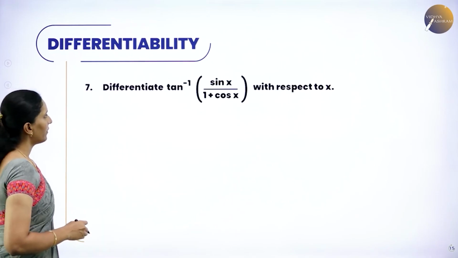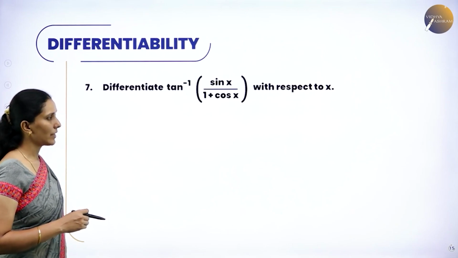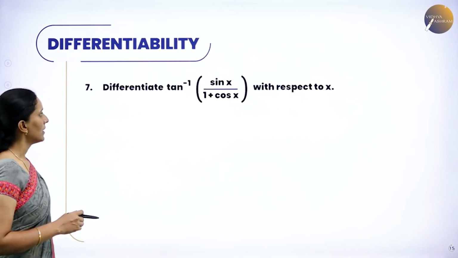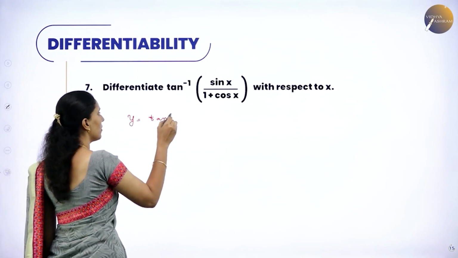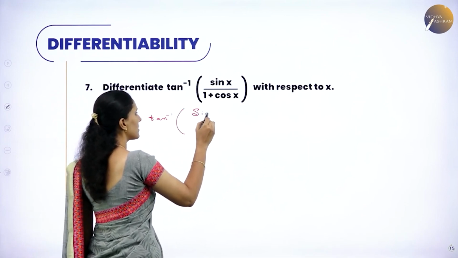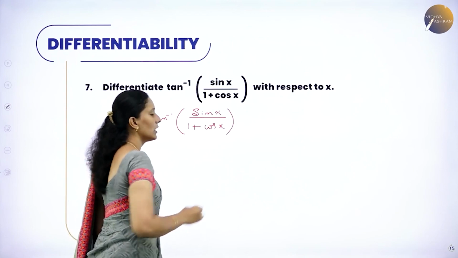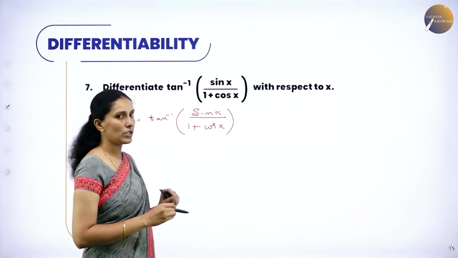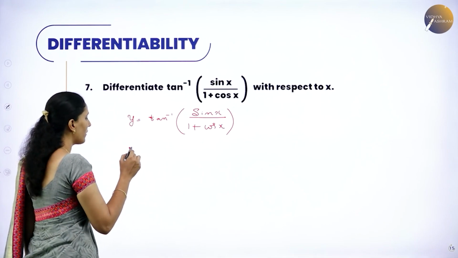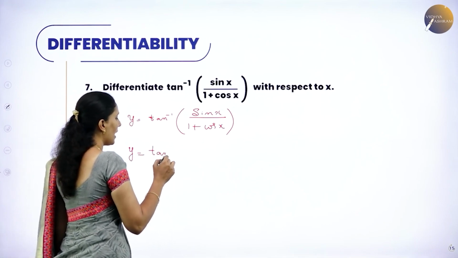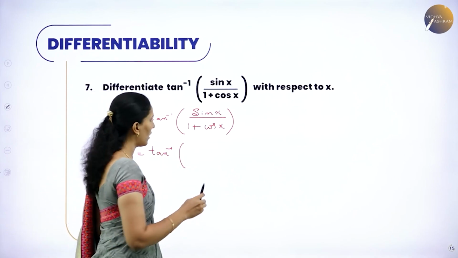Next is differentiate tan inverse of sin x divided by 1 plus cos x with respect to x. So here we have y is equal to tan inverse of sin x divided by 1 plus cos x. So the function is starting with an inverse trigonometric function. So let us simplify this first. Here I'll use the multiple angle formula.